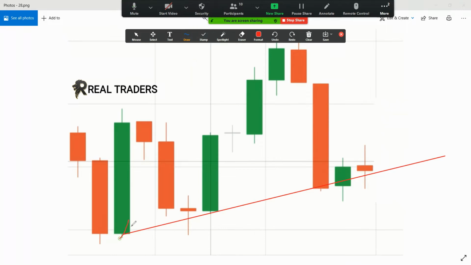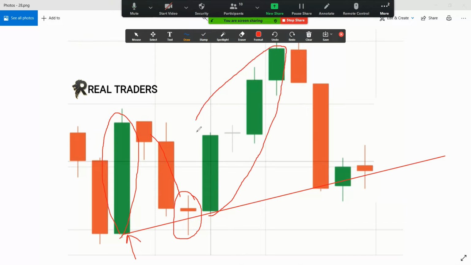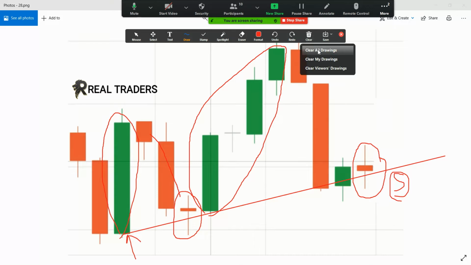We are seeing strong buyers from this trend line. Again the market comes to this level. Again you can see a spinning top candle. Again it reverses, and you can see such strong buyers from this level. Again there is a spinning top at the level, at the support level. So here what will happen?